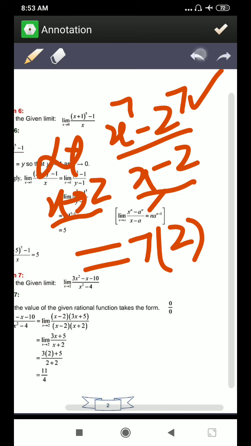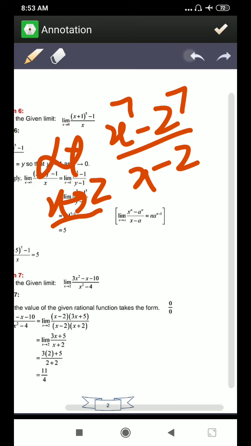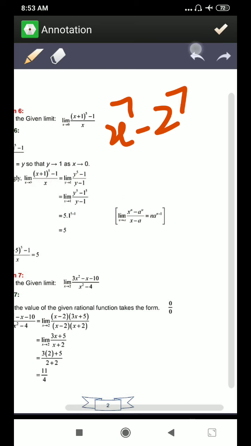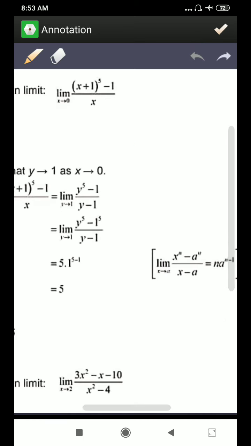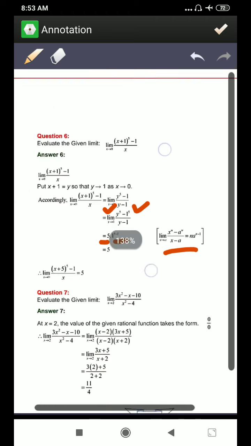So in our question, now I have to solve it. Limit y tends to 1, y raised to power 5 minus 1 raised to power 5 divided by y minus 1. You see n is 5 and a is 1. On comparing with this, your answer will be n into a raised to power n minus 1. So n is 5, a is 1, so 1 raised to power 4. 1 raised to power anything is 1 only. So the answer of this question is 5.